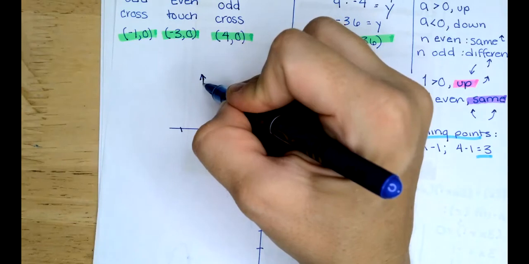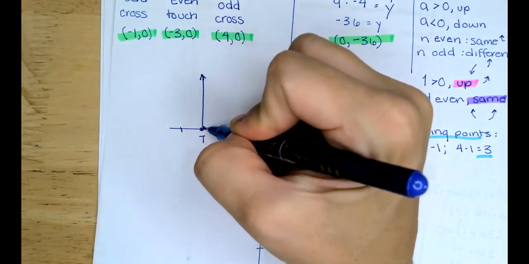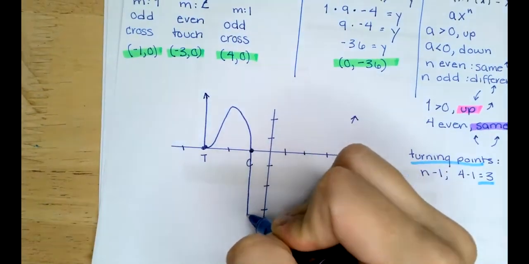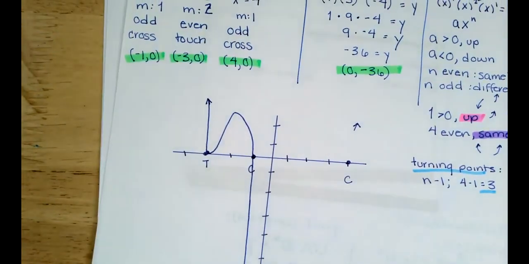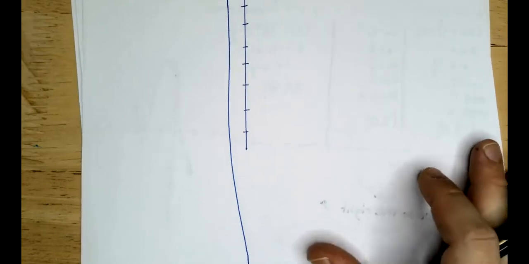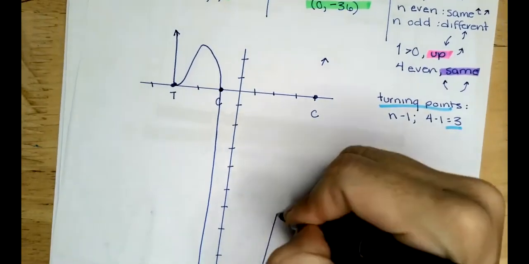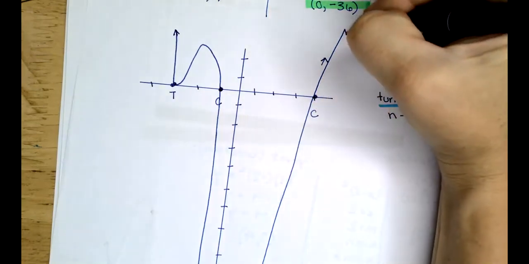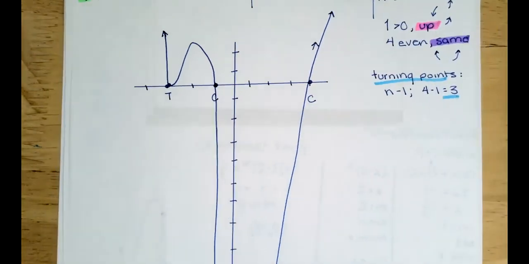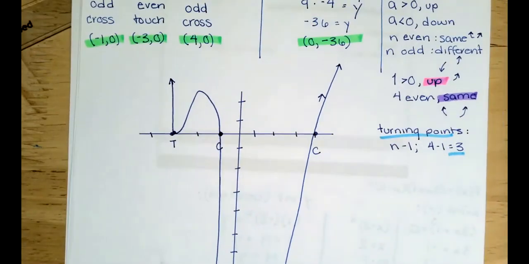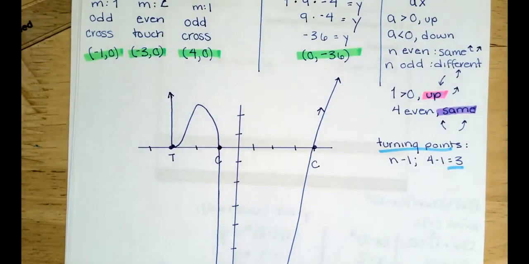So let's just draw what we can draw. Touch, comes back up, crosses, goes all the way down. We're going to turn it around down there, cross it up here, and send it up. So this is my graph. Let's see what Desmos has to say.